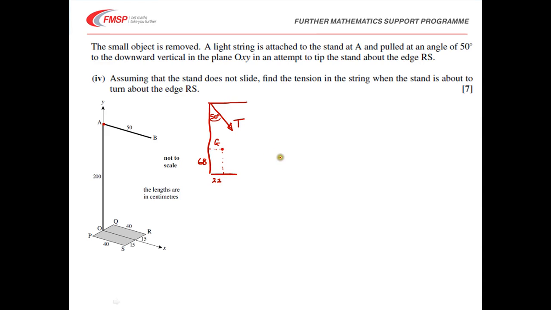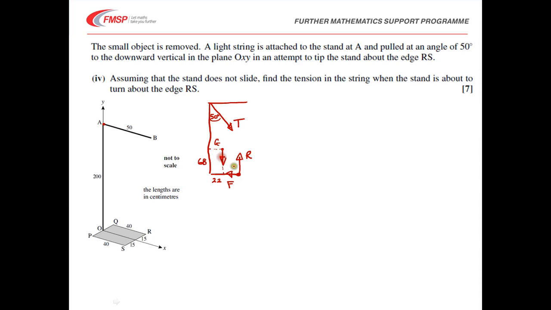Now it says that the stand doesn't slide and the stand is just about to turn around the edge RS. So in our 2D diagram, that means it's about to turn about this point here at the edge of the rectangle. That means that all of the contact forces can be considered to act through that point. So we're going to have a vertical reaction force upwards here, normal contact force, and there must be a frictional force, and that frictional force has to act in this diagram right to left because the component of our tension in the string here is acting left to right, and we need our frictional force to cancel that out.